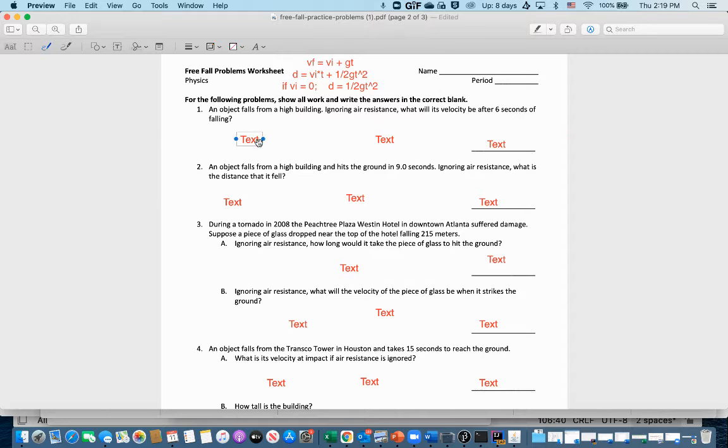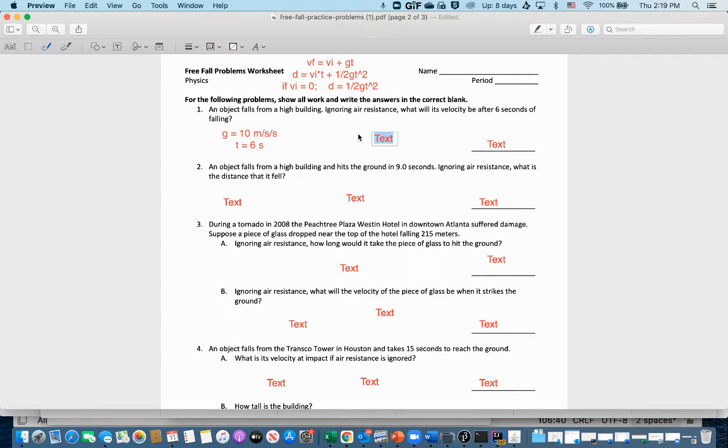So the thing we're going to want to do is identify what we have. In all of these problems, we know that g is equal to 10 meters per second per second. Then it says, what will its velocity be after 6 seconds? So now it gives us time is equal to 6 seconds. And it wants to know what will its velocity be. So I'm looking for a final velocity. So it's asking for v final.